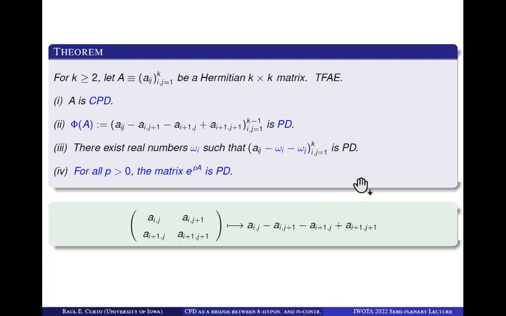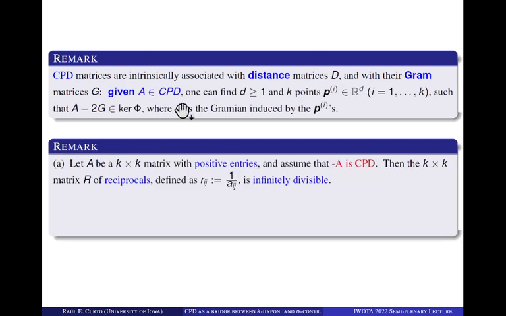And so here is the transformation that we saw before that takes you from CPD to positive definite. CPD matrices are intrinsically associated with distance matrices and also with the Gram matrices. So given A CPD, one can find D bigger or equal to 1 and k points in R^D, so that A minus 2G, the Gram matrix associated with that, is in the kernel of phi, where G is the Gramian induced by the points.